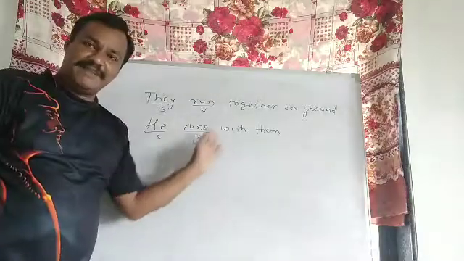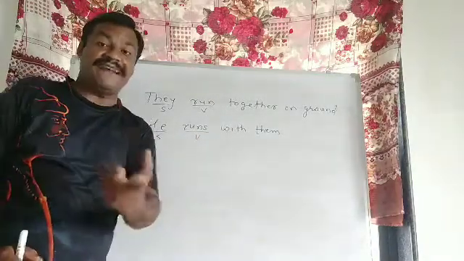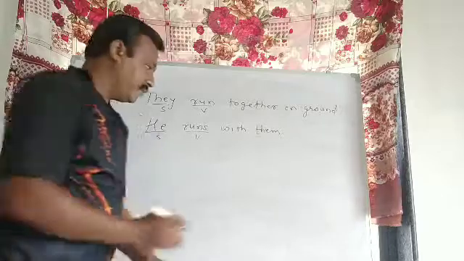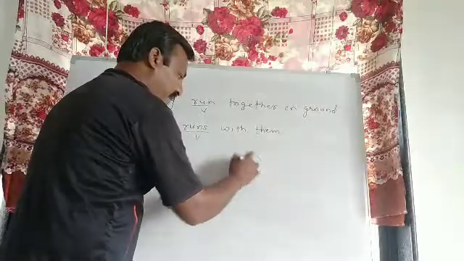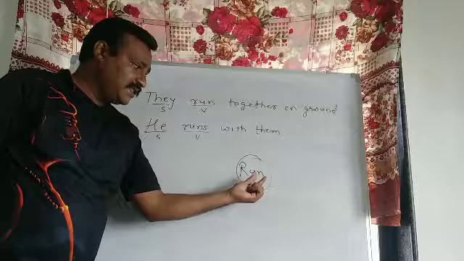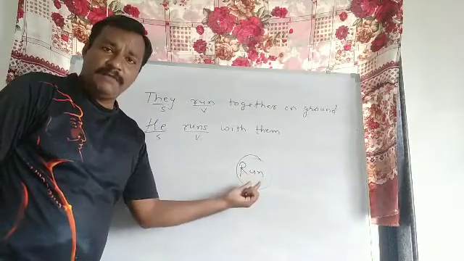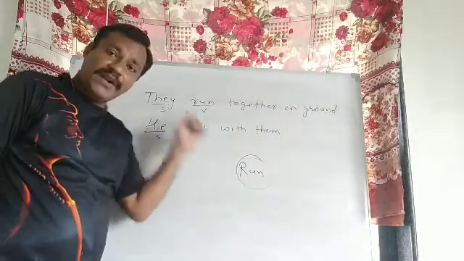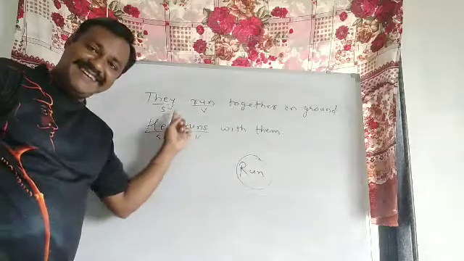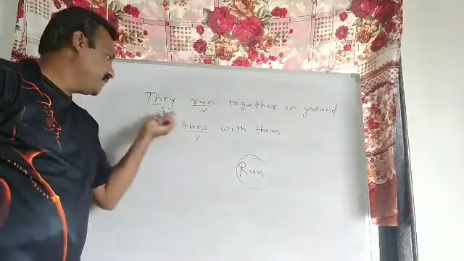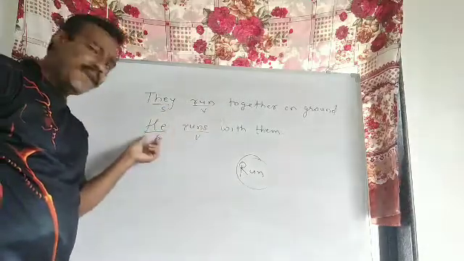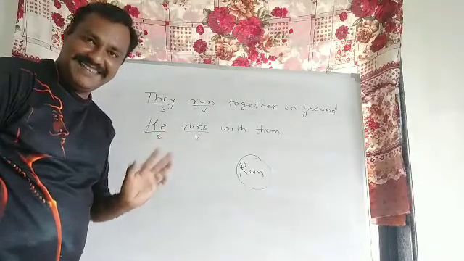In these two examples, I have used one finite verb, that is run, R-U-N, run. This verb is called a finite verb. Why? Because according to the subject, it is changing its forms. They run, he runs. Is this clear?